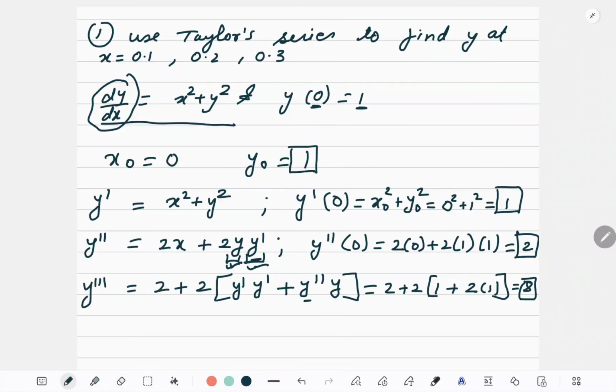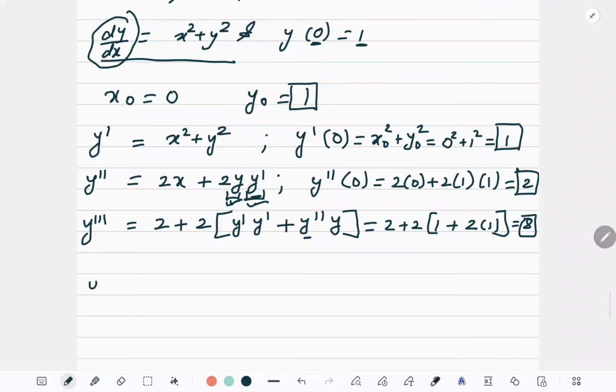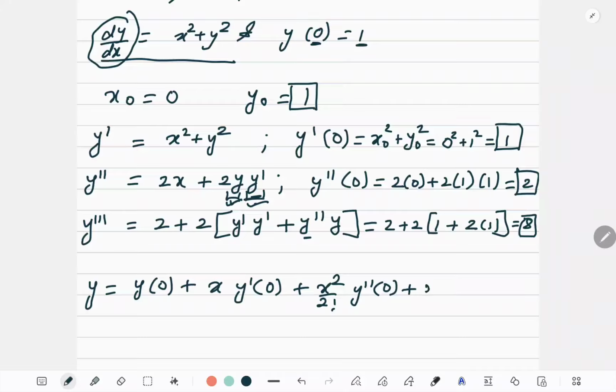Correct. So I got 3 non-zero values, so I can apply the series. So what is the formula when x is equal to 0? y is equal to y of 0 plus x y dash 0 plus x square upon 2 factorial y double dash 0 plus x cube upon 3 factorial y triple dash 0 and so on.